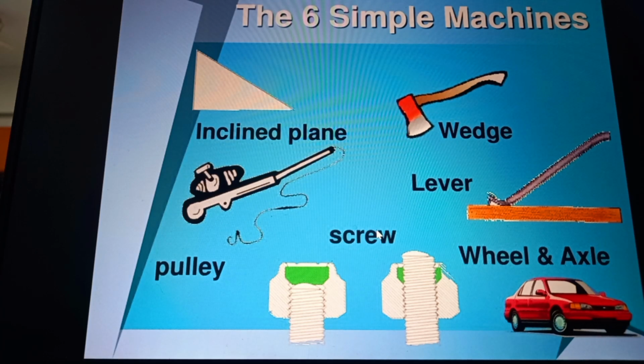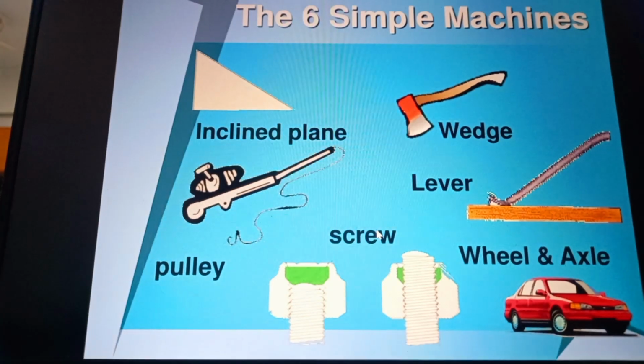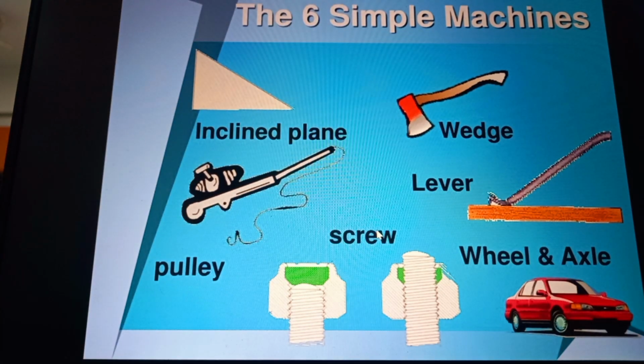Let us now discuss the 6 simple machines, as you have learned in our previous discussion. We mentioned the inclined plane, second wedge, third pulley, fourth lever, fifth screw, then wheel and axle.